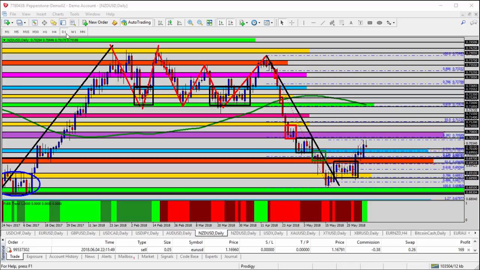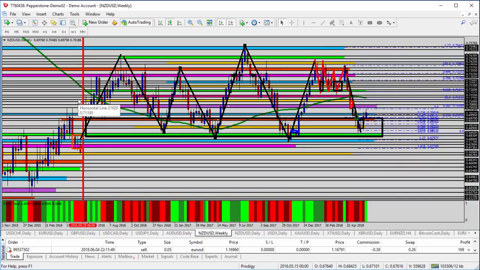I actually want to go out to the weekly time frame for a moment and take a look at the big picture for this currency pair. We're going all the way back to May of 2016, the vertical red line on the left-hand side of the chart. Look at the price action we've seen for the past couple of years for the New Zealand dollar. The rises and falls are pretty consistent: rise, fall, rise, fall, rise, fall.